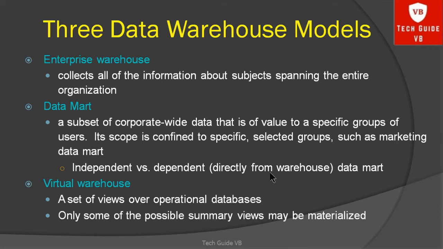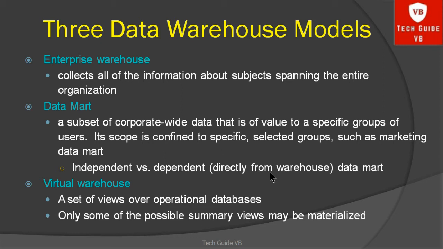Then the third data model is the virtual warehouse, which is defined as a set of views over operational databases. So what is a virtual warehouse? It is basically a set of views. Only some of the possible summary views may be materialized. So in a virtual warehouse we can basically get the summary views.